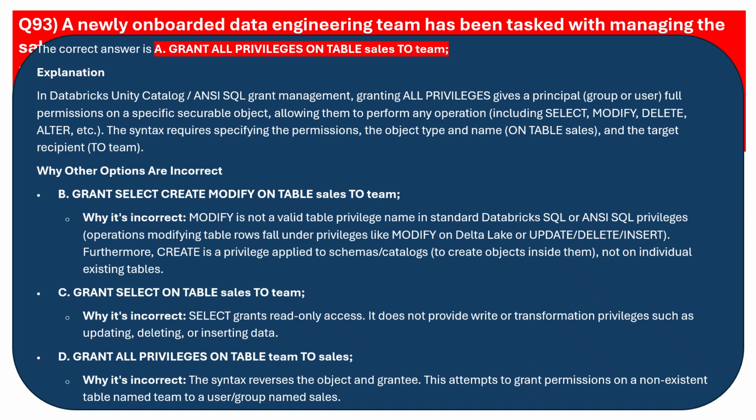D. GRANT ALL PRIVILEGES ON TABLE team TO sales. Why it's incorrect? The syntax reverses the object and grantee. This attempts to grant permissions on a non-existent table named team to a user/group named sales.